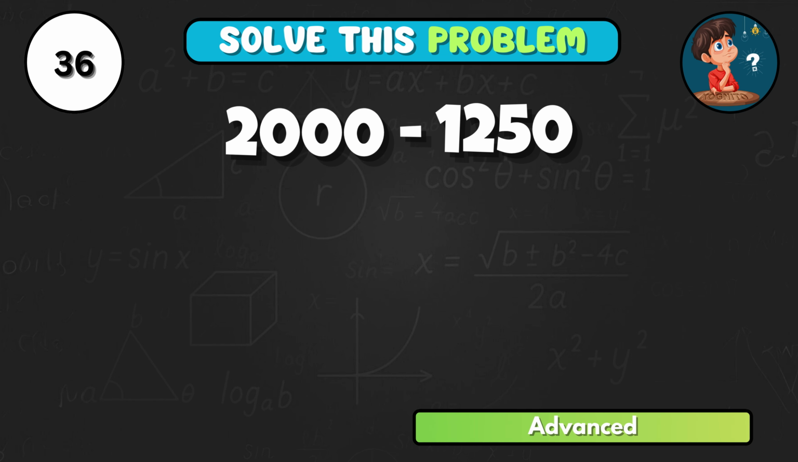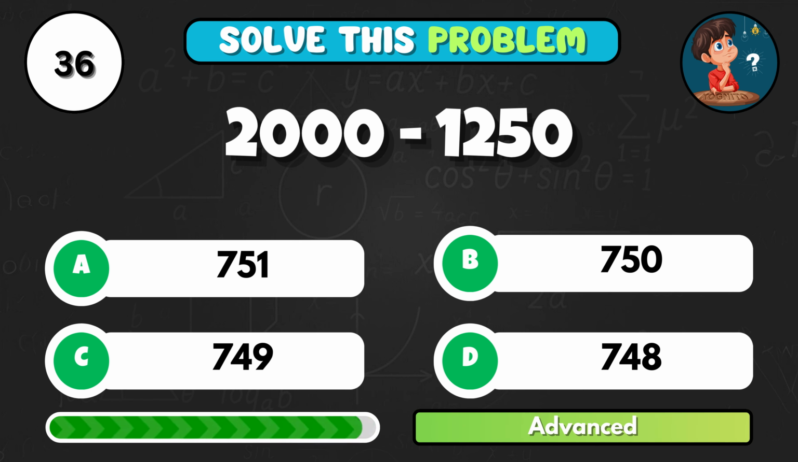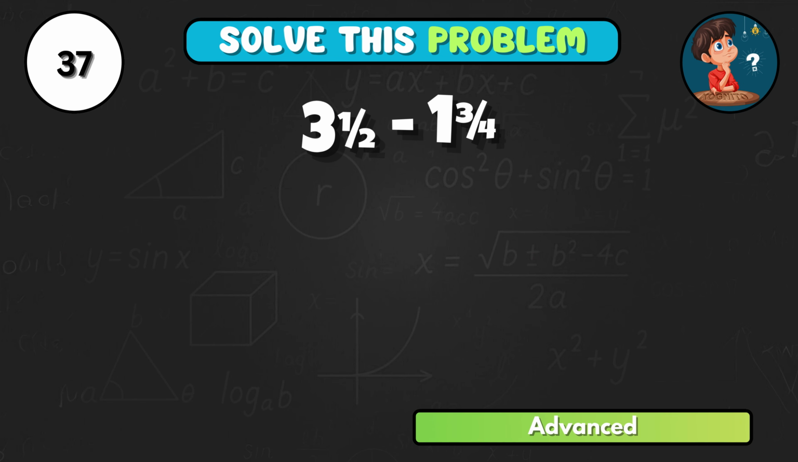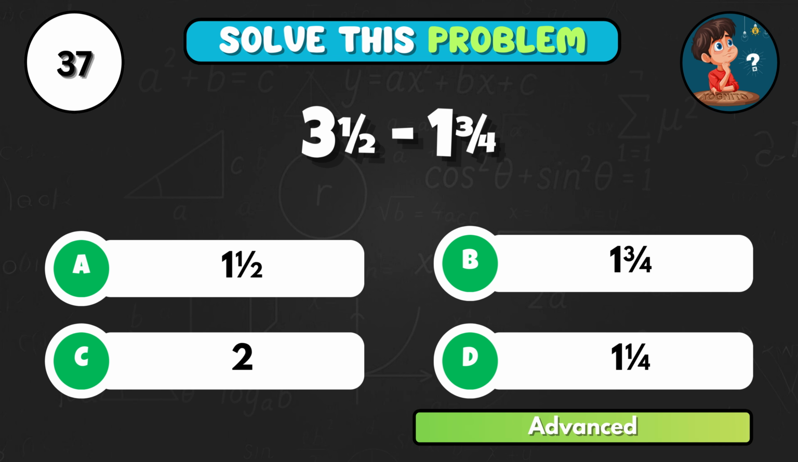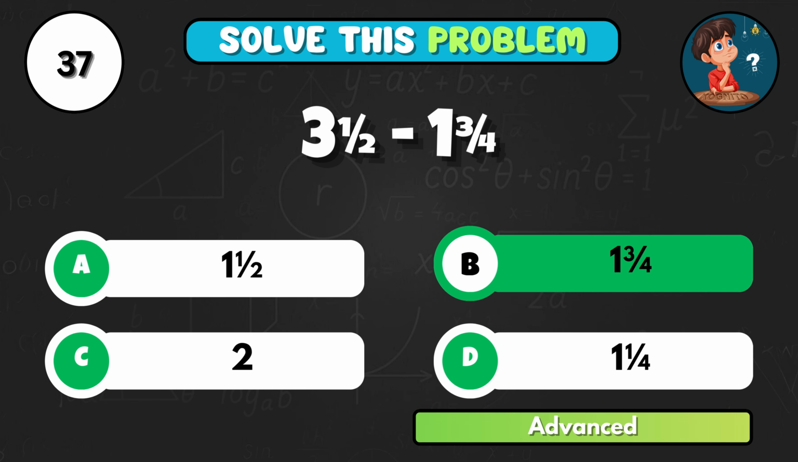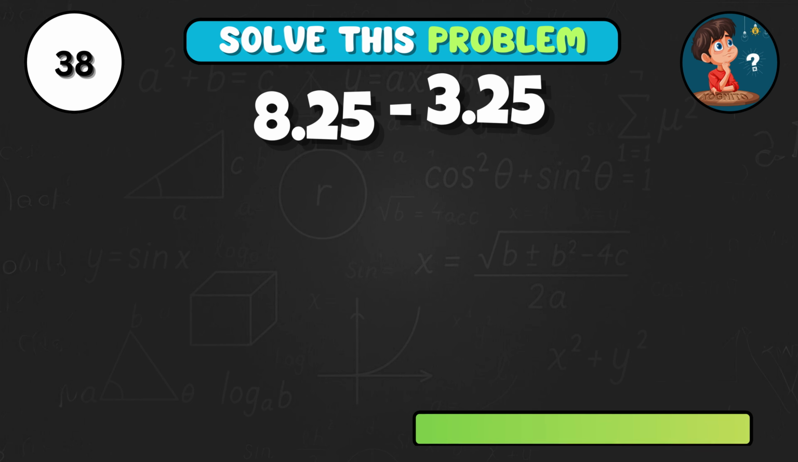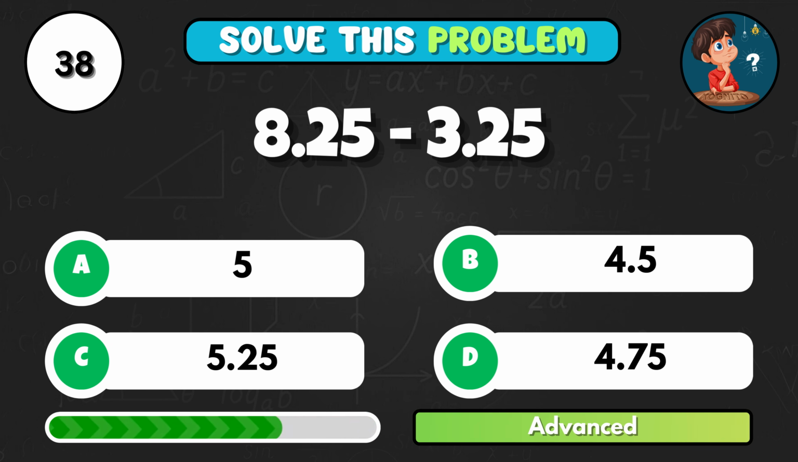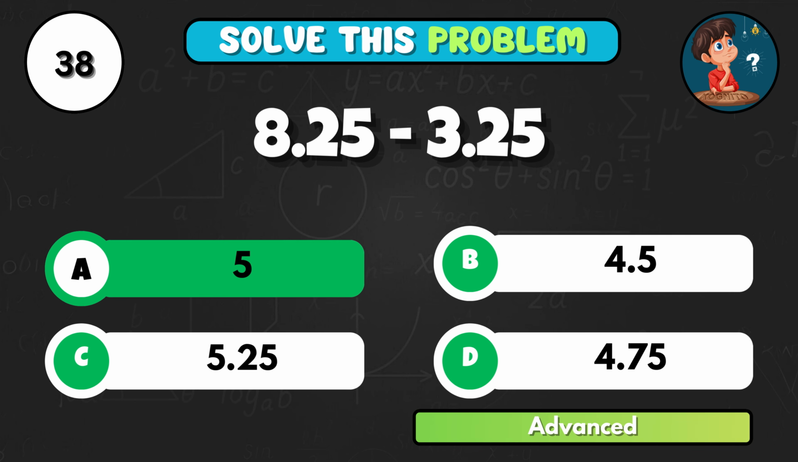Subtract 1,250 from 2,000. Option B is right. That's 750. What is 3½ minus 1 3/4? Option B is correct. You get 1 3/4. Subtract 3.25 from 8.25. Answer is A. The result is 5.